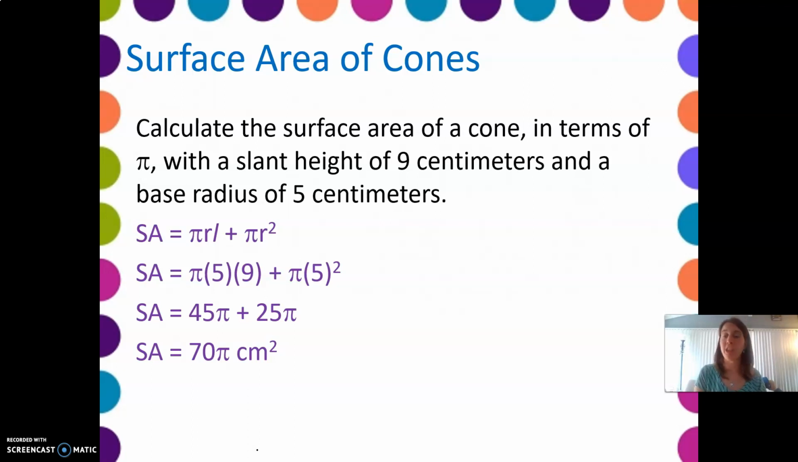As you're doing the homework questions, you don't need to worry about doing the centimeters squared or inches squared, but I did want to show those to you so you're familiar with them when it comes to a standardized test or the SAT that you will be taking eventually.